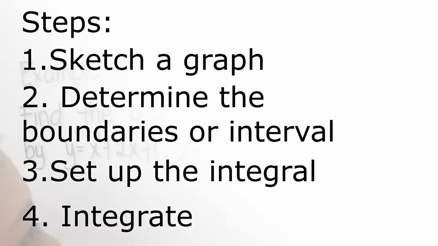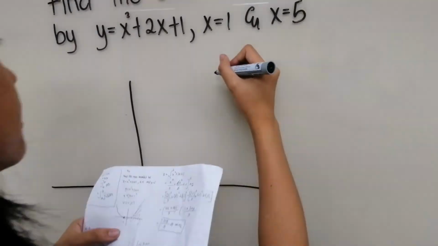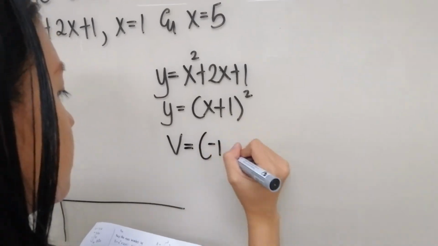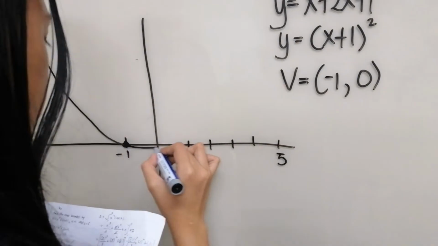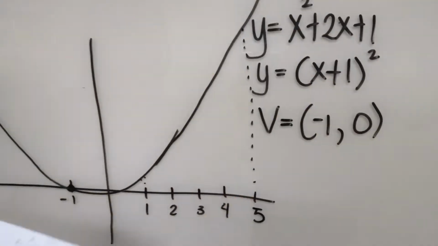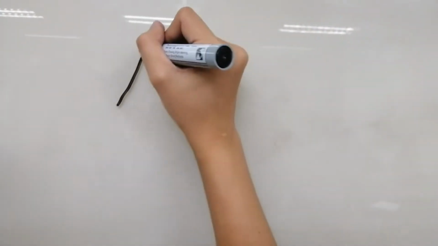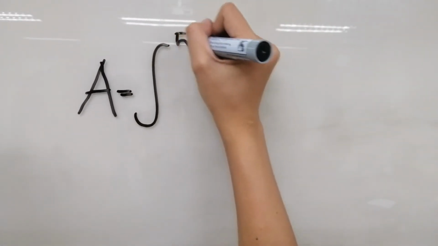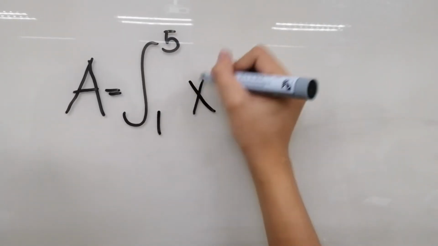Let's go back to our first example. We need to find the vertices of the equation to be able to sketch the area. You'll notice that this example falls under case 1 or 2, wherein the area under a curve is the region bounded by the given function, vertical lines, and the x-axis. Next step is to determine the boundaries. The boundaries are already given: x equals 1 and x equals 5.